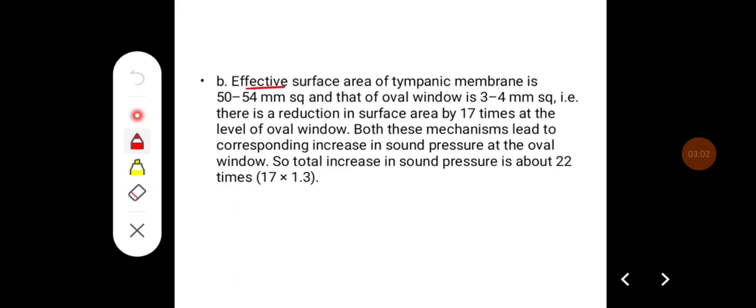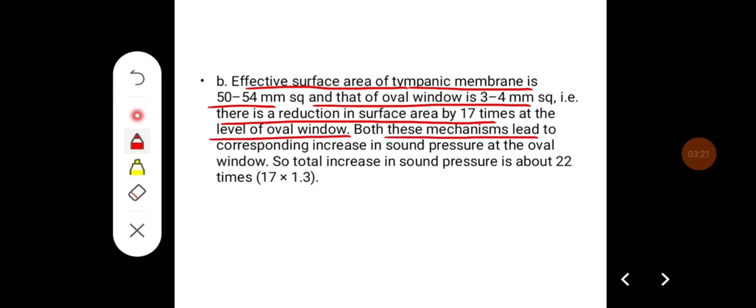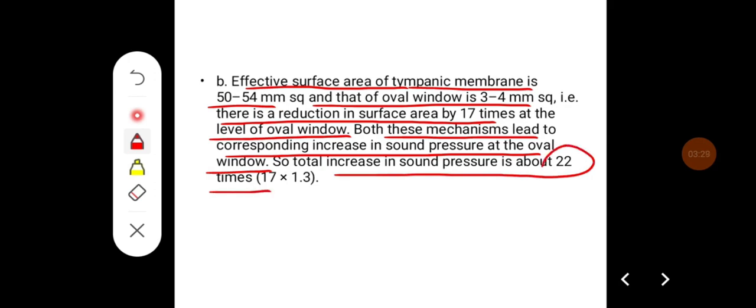Then the effective surface area of tympanic membrane is 50 to 54 millimeter square, and that of oval window is just 3 to 4 millimeter square. That is, there is a reduction in surface area by 17 times at the level of oval window. Thus, both these mechanisms lead to corresponding increase in the sound pressure at the oval window. So the total increase in the sound pressure is about 22 times, that is 17 into 1.3.